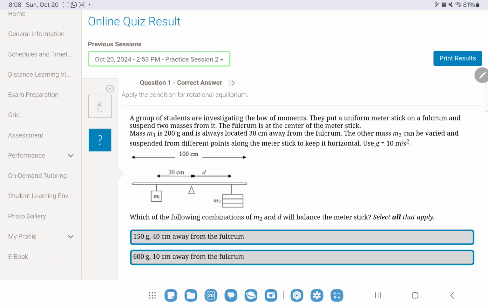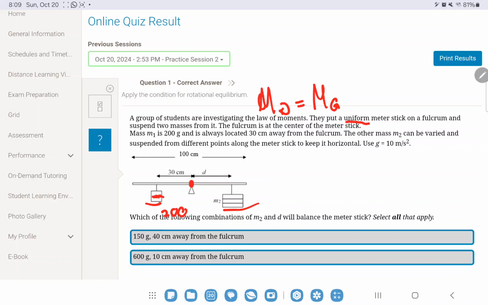Okay, so let's solve. This group of students is investigating the law of moments, which means moment clockwise equals moment counterclockwise, and they have a uniform meter stick. Uniform meaning its center of gravity is in the middle, and the fulcrum suspends two masses, mass 1 and mass 2. Mass 1 is 200 grams, located 30 centimeters away. And this one we don't know, but they are varying, and we just need to keep the meter stick horizontal.